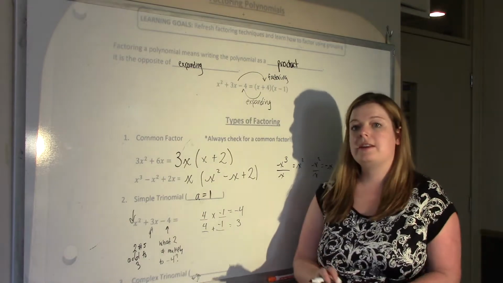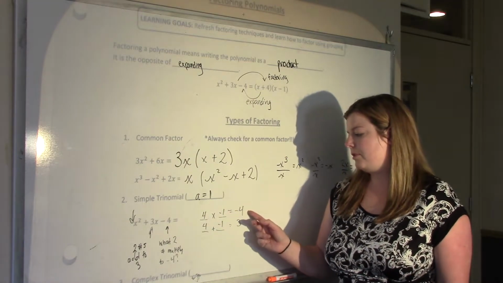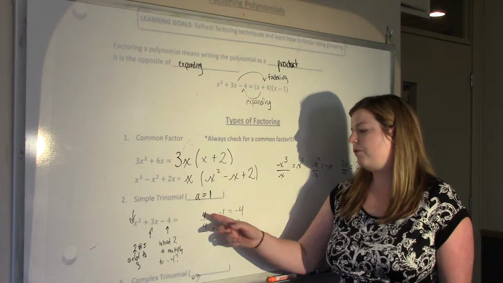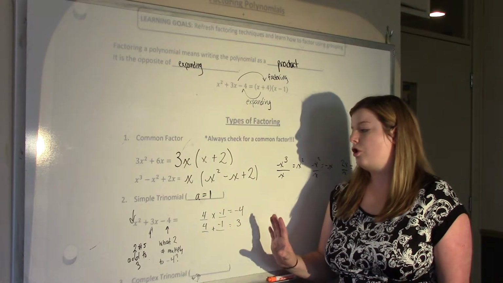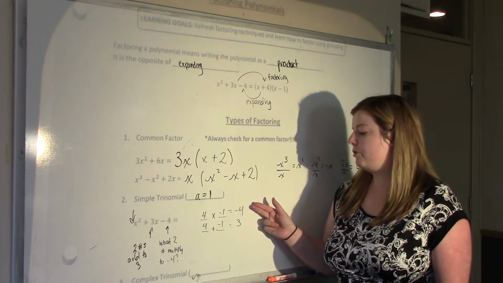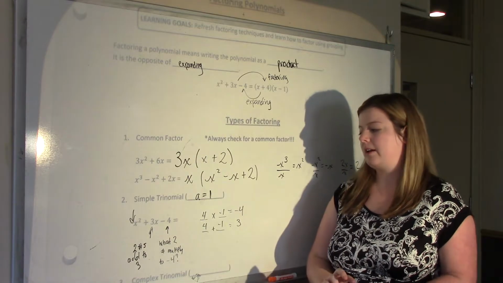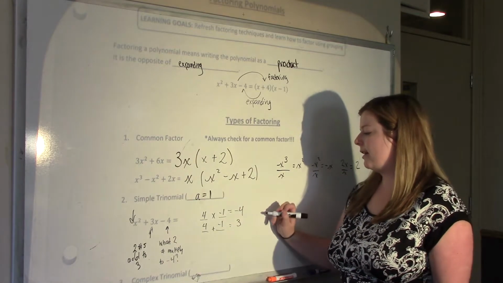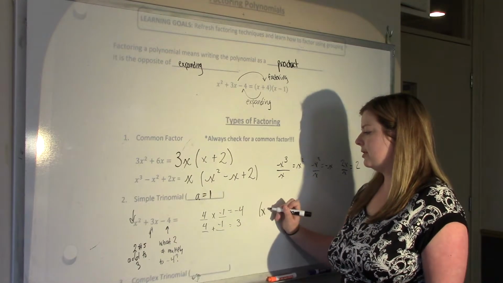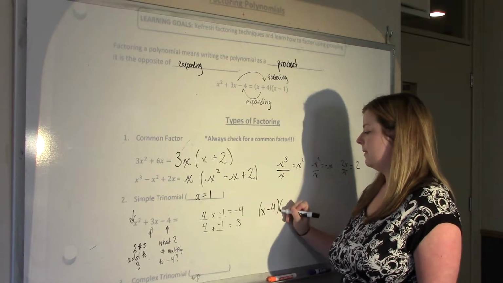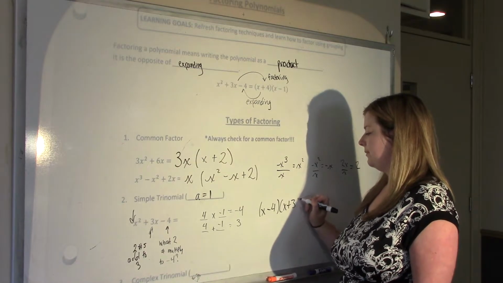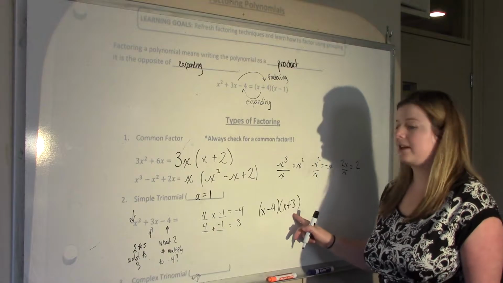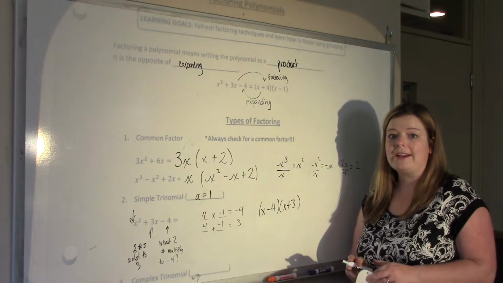Now, negative 4 and positive 1 would multiply to negative 4, but negative 4 plus 1 would be negative 3. So you have to make sure that they both multiply and add to the appropriate numbers. Once you've figured that out with a simple trinomial, you can go simply to x minus 4, x plus 3. So there's the negative 4 and the positive 3. To make sure you're right, just FOIL.